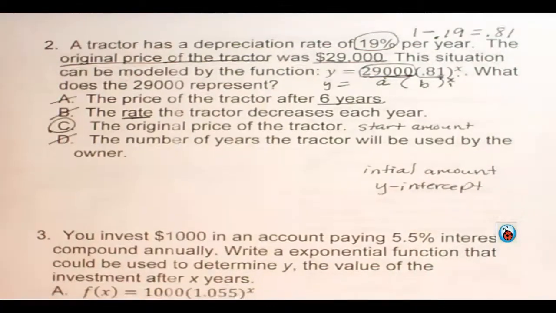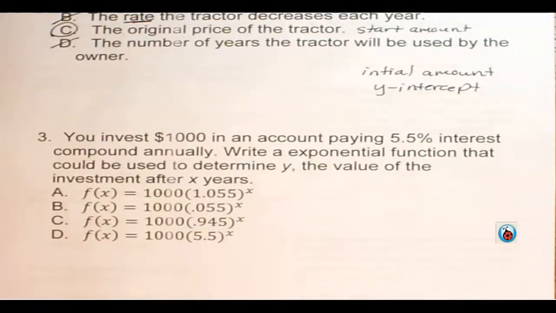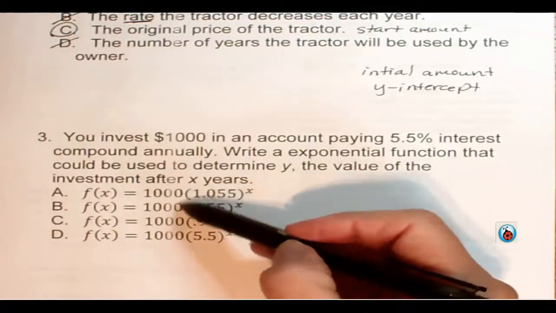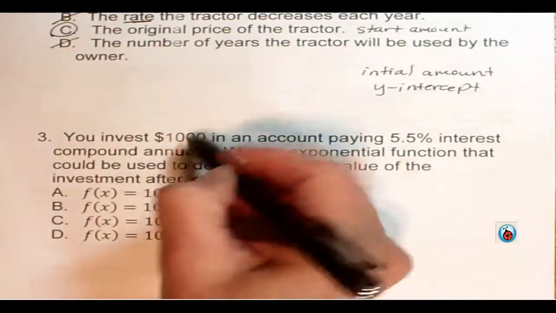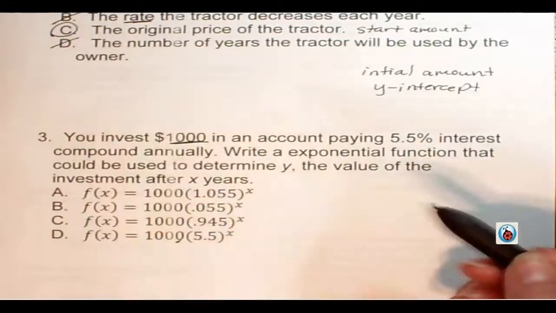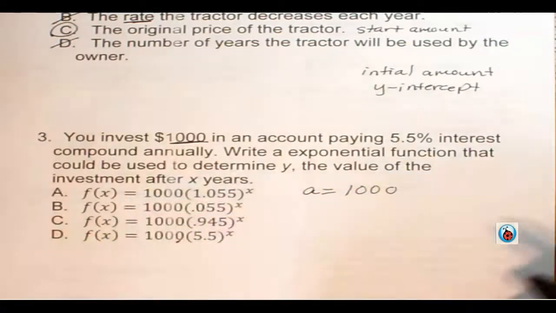Okay, so now let's take a look at number 3. These are all types of problems that you might see on your upcoming test. You invest $1,000 in an account paying 5.5% interest compounded annually. Write an exponential function that could be used to determine y, the value of the investment after x years. Okay, so if you take a look, all of these have 1,000 at first. That's your starting amount, okay? And that's how much you're investing. So it does not matter what, in this particular case, the A is, because it's all the same on your equations.